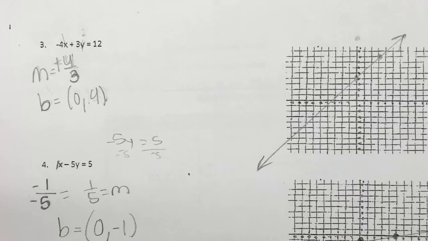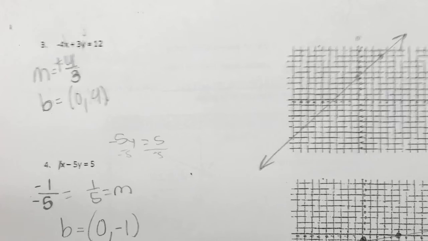What do y'all think? Looks good? Mm-hmm. How could we know that this was the correct slope? It's positive. It's going uphill, so we know it's positive, right? Any questions on this one? Alright, so show us the next one. Thank you, Madison.